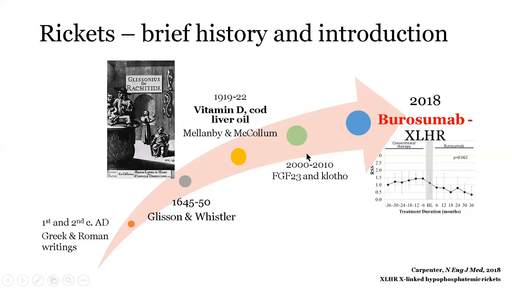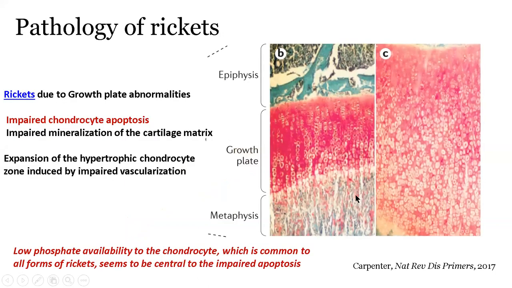However, in the 20th century, we came to know about fibroblast growth factor 23 and its role in rickets, where phosphate became the main denominator, to the current era of burosumab, which is an antibody, which we'll discuss later. So just a brief pathology of rickets, if we understand, it is due to the abnormality of the growth plates.